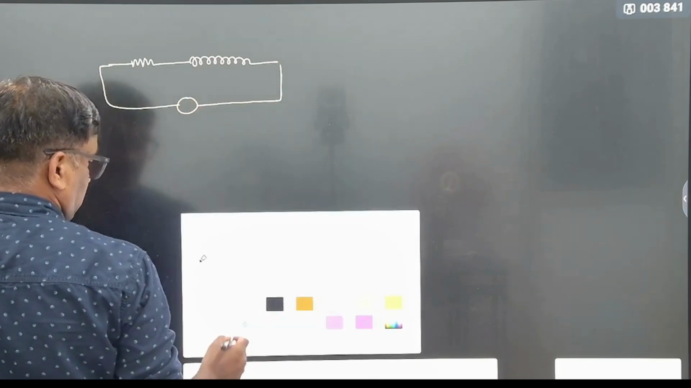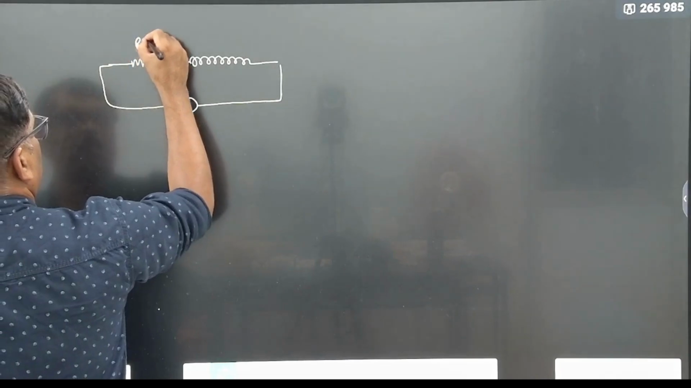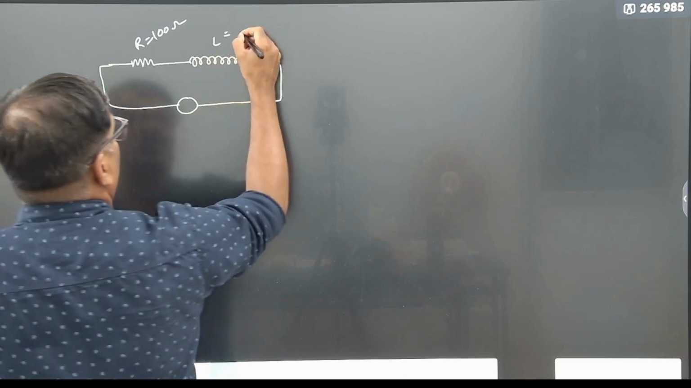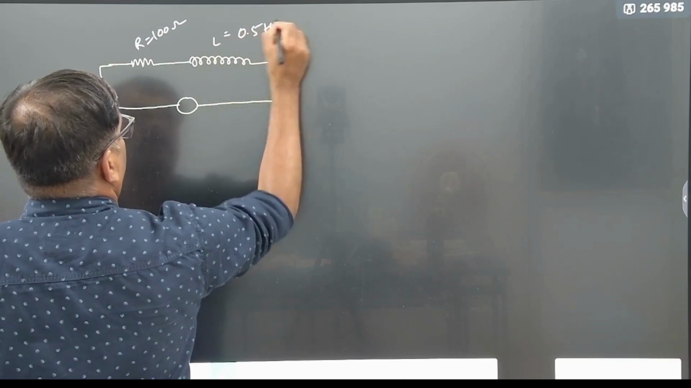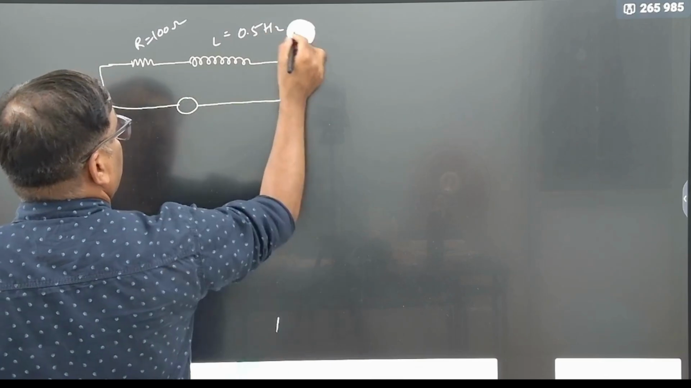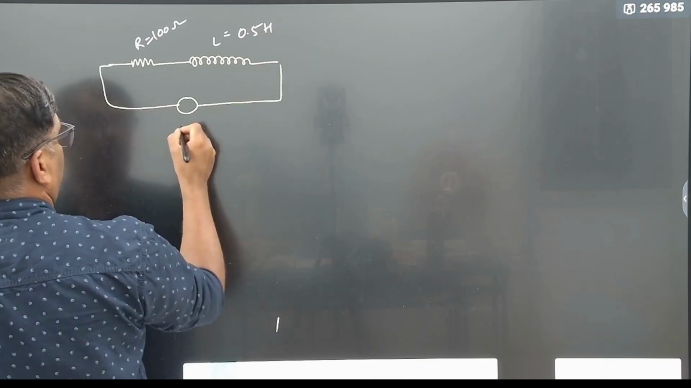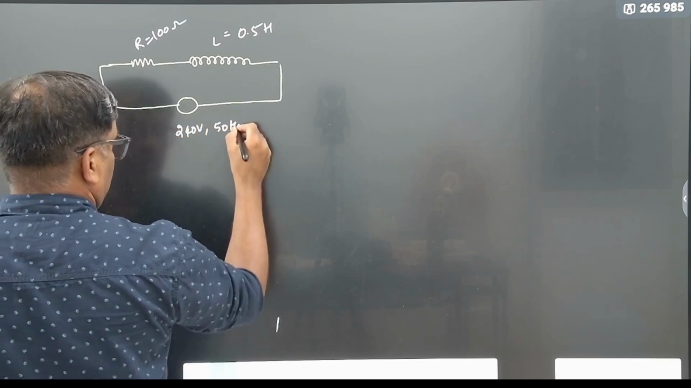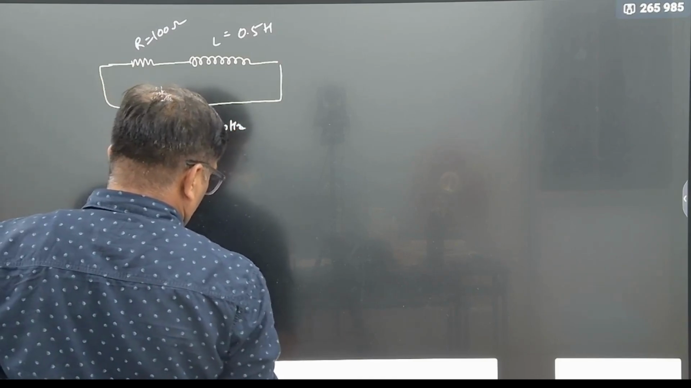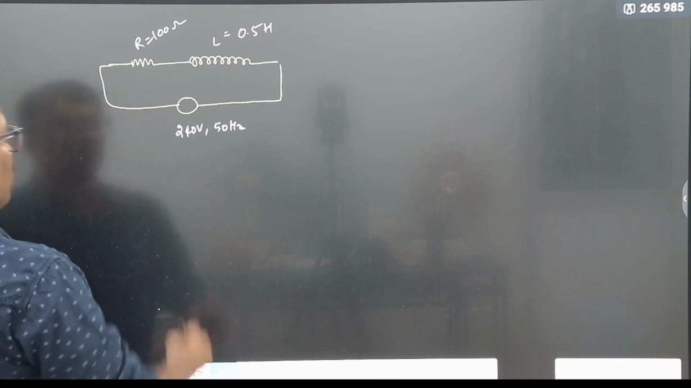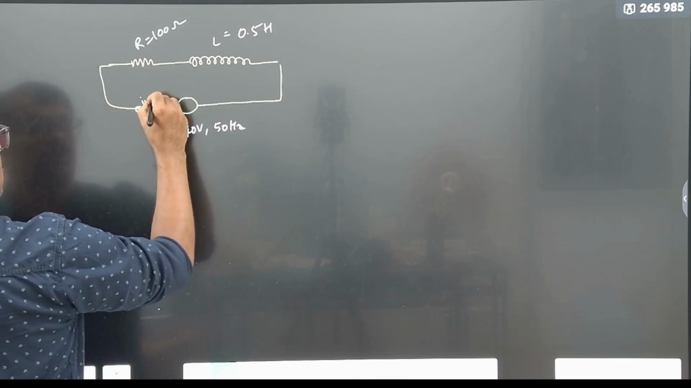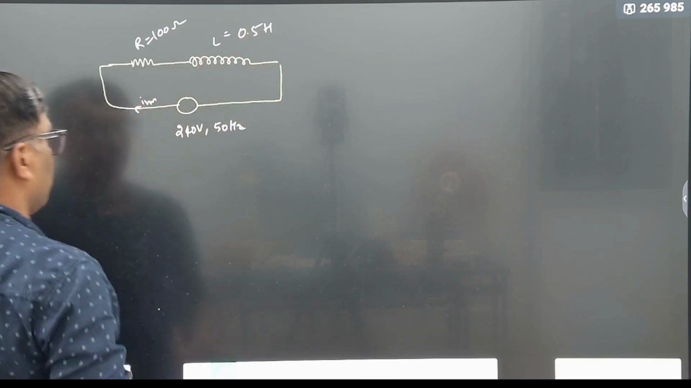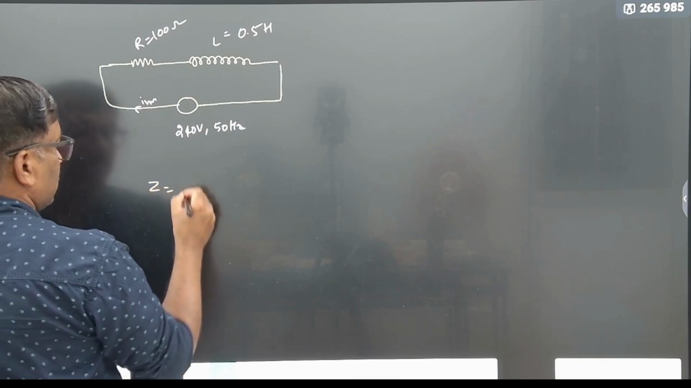So let us take R as 100 ohms and L as, suppose, 0.5 Henry, not hertz, Henry. The applied voltage is 240 volts at 50 hertz. So what are the things you have to calculate? First of all you have to calculate your IRMS. How to do it? Here C is not there, it is an RL circuit only, but the same thing applies. So first of all you have to calculate the impedance. What is the impedance?